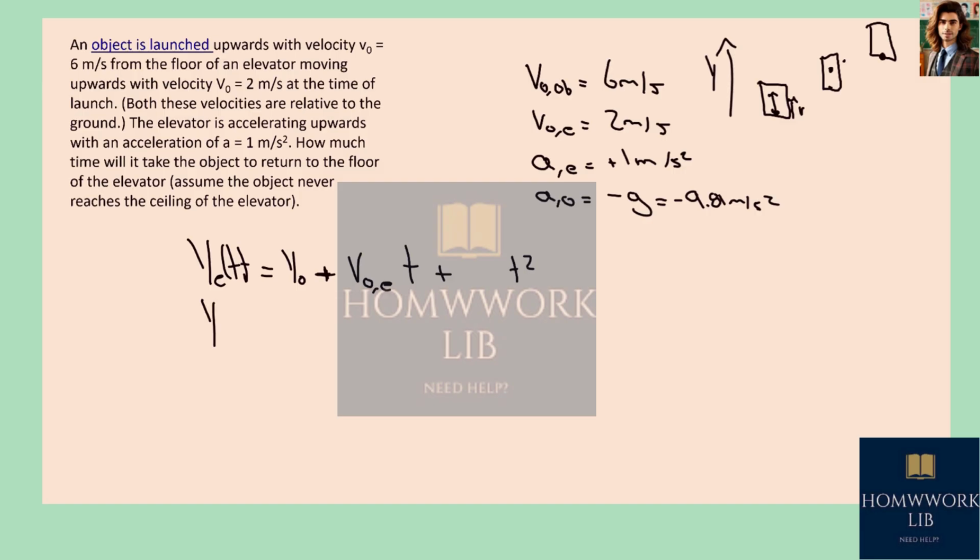And we can write down as well the equations of motion for the object. In this case, I'm going to put y as a function of time. It's going to be equal to y0 plus initial velocity of the object times t plus acceleration of the object. In this case, it's going to be minus g because it's going to be affected by gravity, minus g times t squared. The value for our initial position is going to be 0. This is going to be our point of reference for both of them.